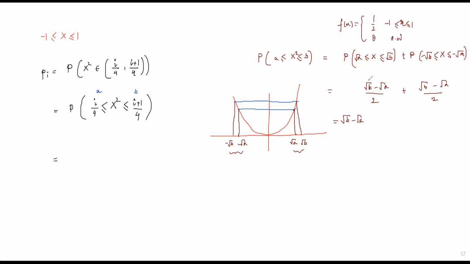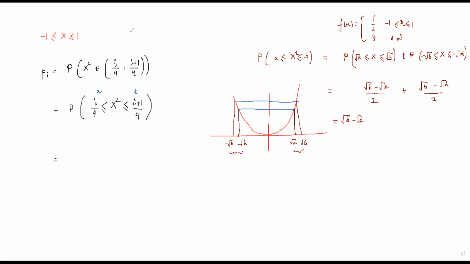Therefore, the probability in this region will be length by total length. The total length is 1 minus (-1), which is 2. So it's the relative length, which is essentially root b minus root a.